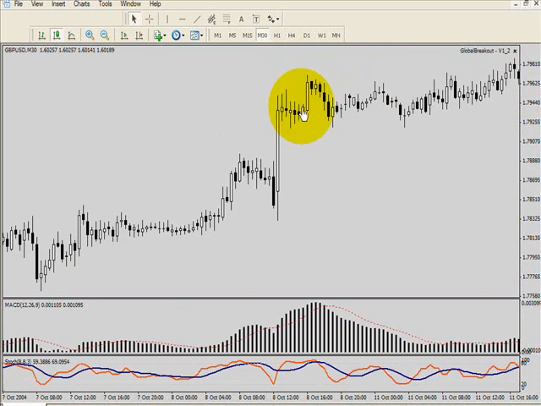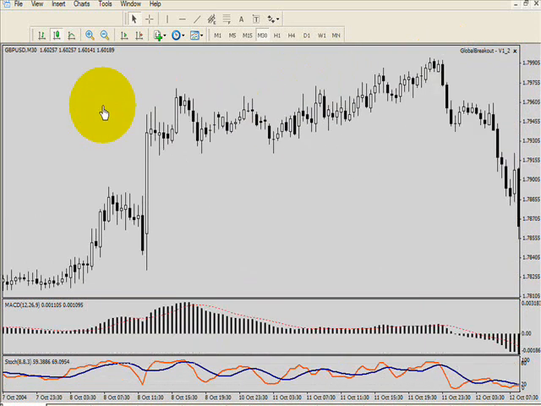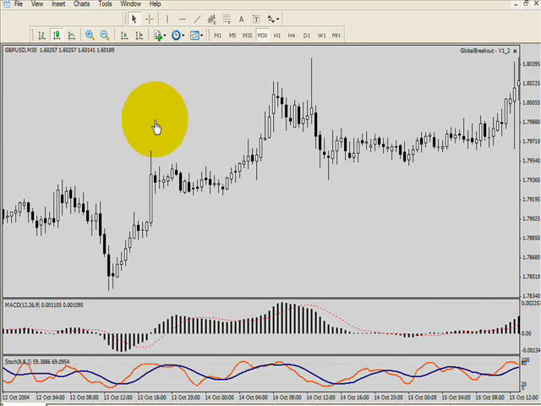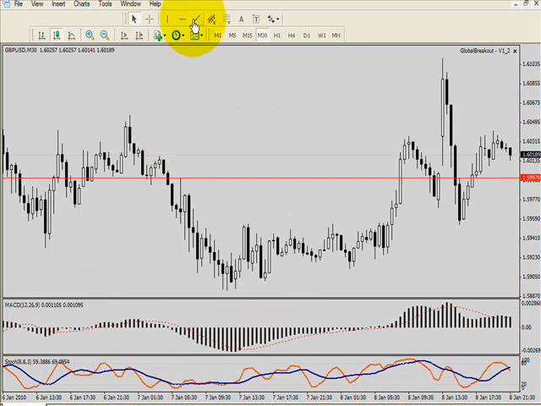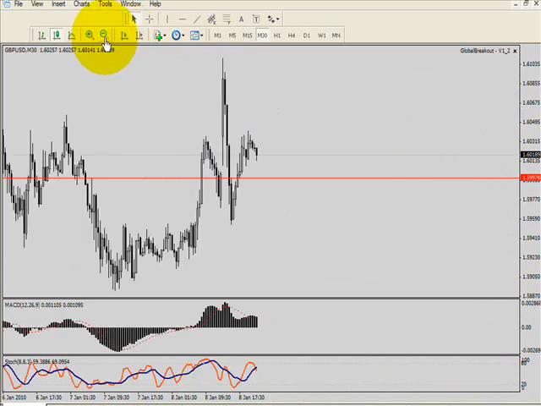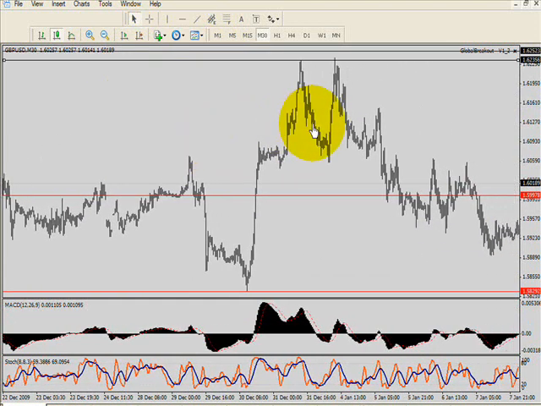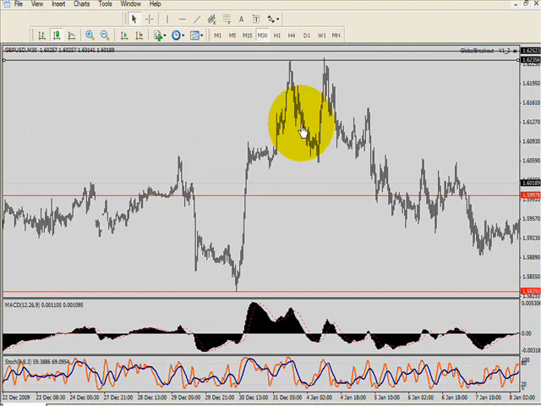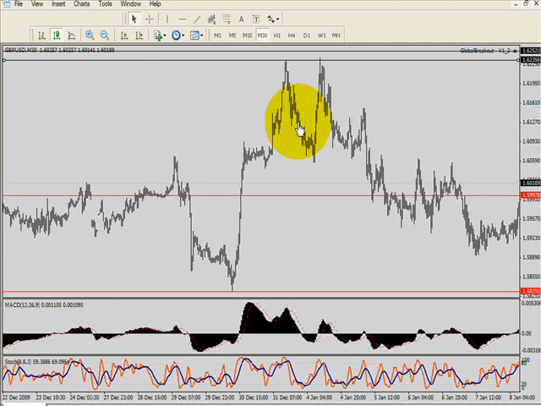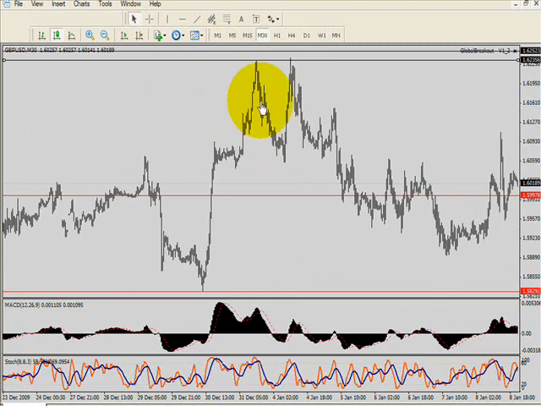Yep, it looks like I just deleted all my lines, everybody. Just hang on one second. Oh, okay, good. All right. Sometimes I have problems with MetaTrader here.